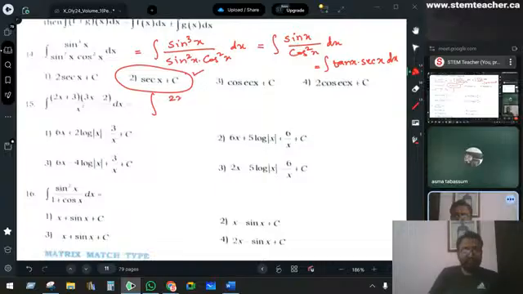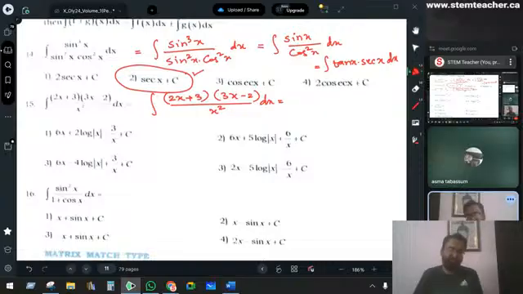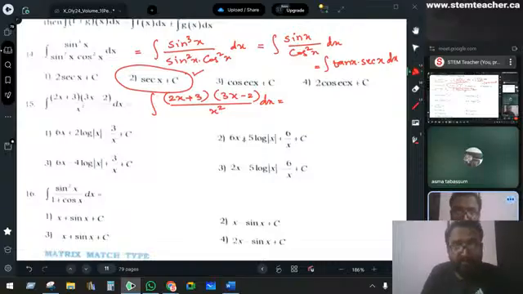Integration of 2x plus 3 into 3x minus 2 by x square into dx. Please solve this problem. How can we solve? 2x plus 3. Sir, first we will multiply. Please guide me. Whatever you say, I will write on the screen.